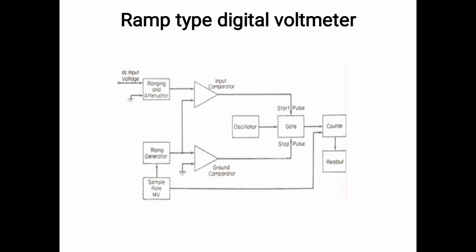As we know, a digital voltmeter has high accuracy compared to an analog voltmeter. Also, the speed is very high, and the reason is that we prefer digital devices which suit our applications. So the first one is the ramp type digital voltmeter.